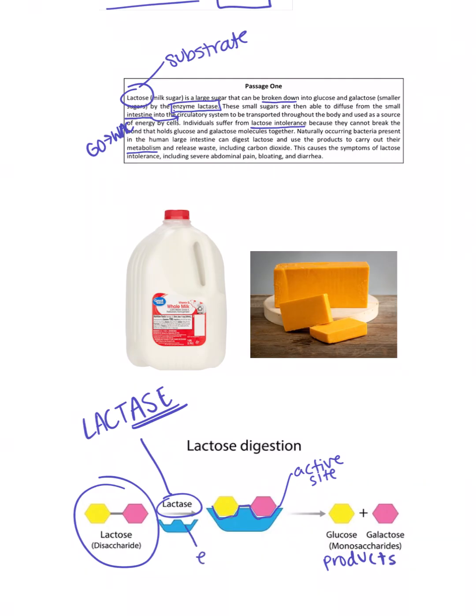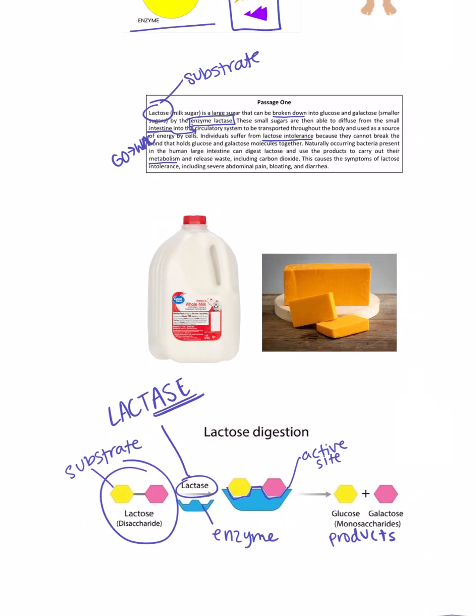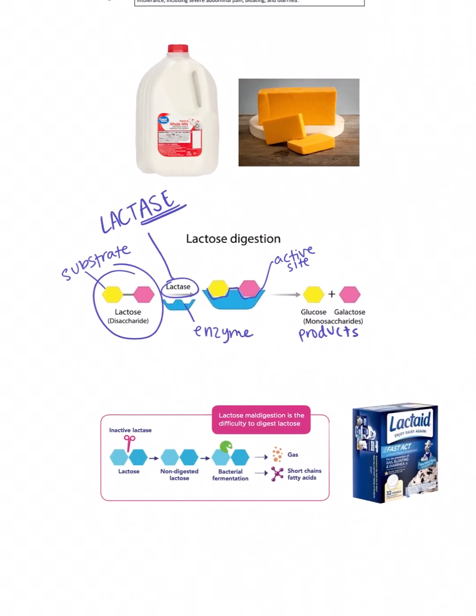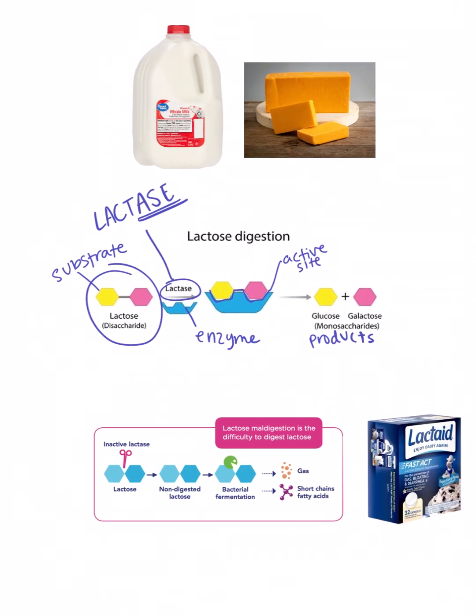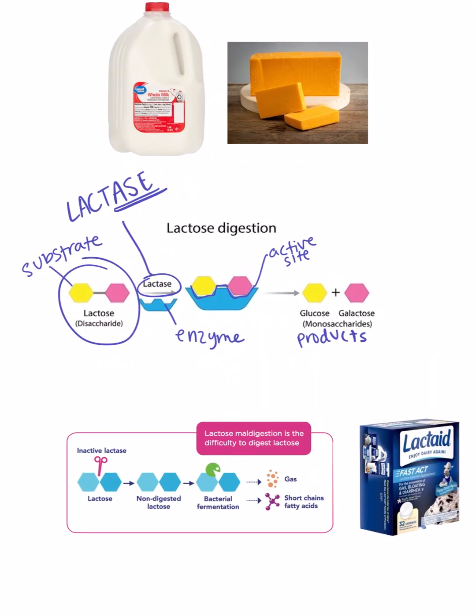So here's our enzyme. We had our substrate. They bind together at the active site to make our products, glucose and galactose, so that our bodies are able to use that glucose. What we're going to be looking at in the investigation is when someone is lactose intolerant.